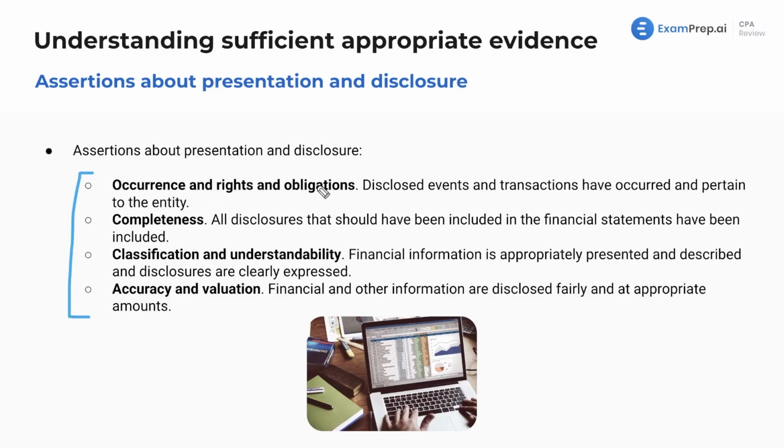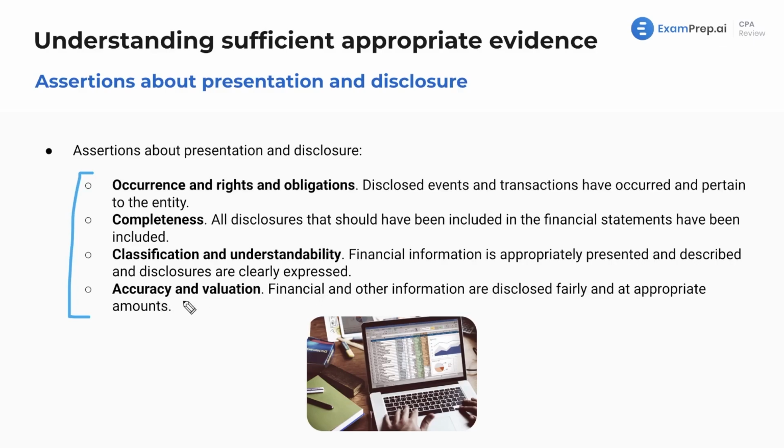So occurrence and rights and obligations: disclosed events and transactions have occurred and actually pertain to the entity. We want to make sure that the notes to the financial statements are complete, that all disclosures are actually included in the notes, all going concern issues, all litigation, all disclosures that should have been included have actually been included. We've got classification and understandability. Financial information is appropriately presented and described, and disclosures are clearly expressed. Right? Can an average user of the financial statements actually understand what the heck is going on there?